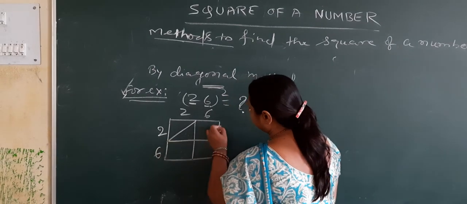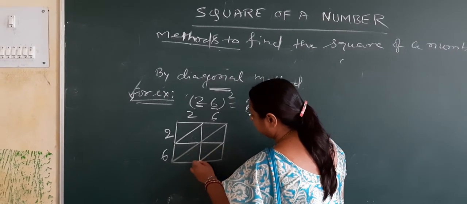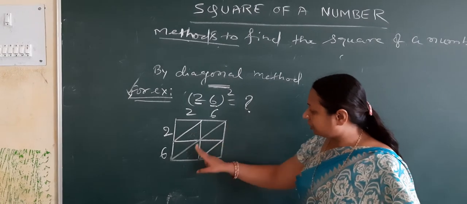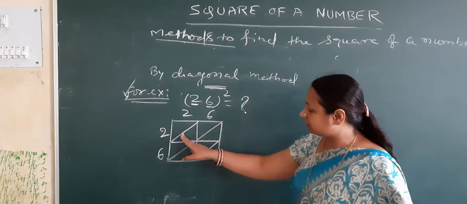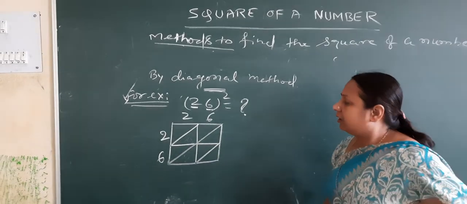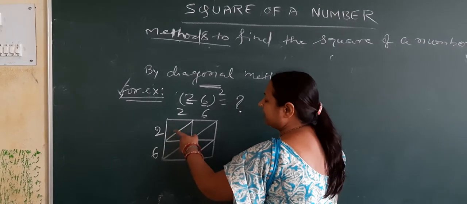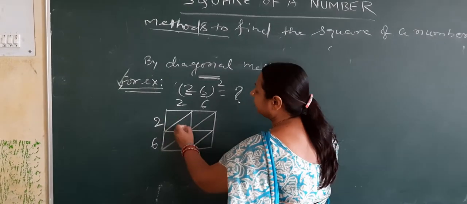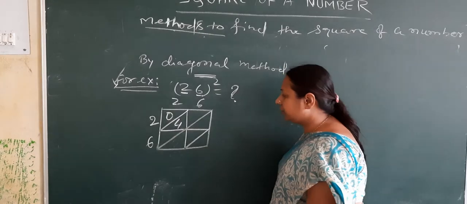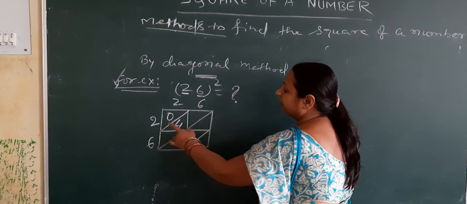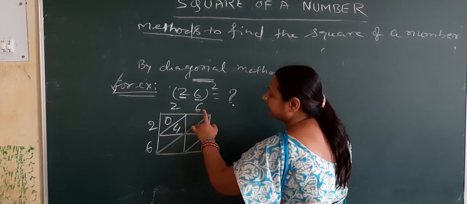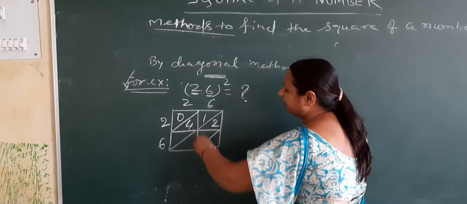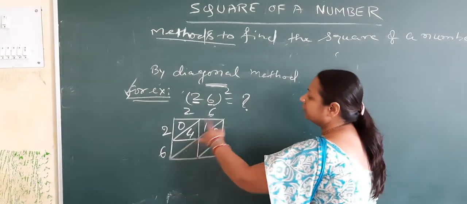Now make the diagonals. So first we have a square, and we draw a diagonal in every small square. Now we multiply first row and first column. 2 into 2 is 4. Write the ones place here and the tens place at top. So 2 into 2, 4, tens place put 0. Multiply first row and second column. In the second column we have 6 and in the first row we have 2. 2 into 6, 12. In place of ones we put 2 and in place of tens 1.